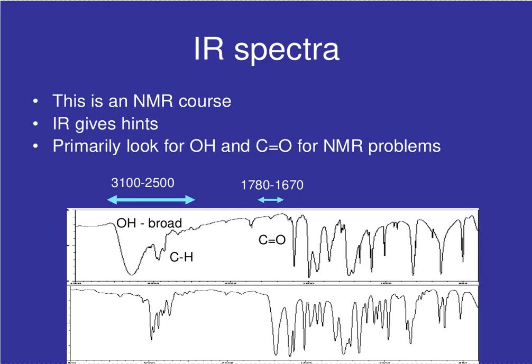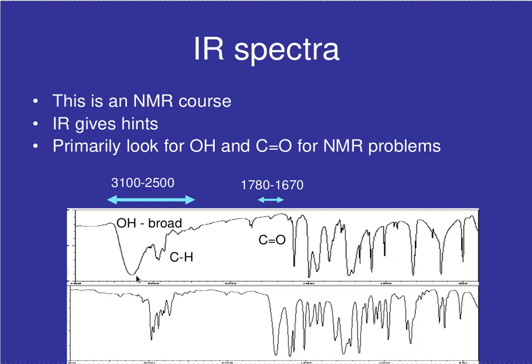But the bare minimum that I need you to know from IR is I need you to be able to find the OH in IR and a carbonyl in IR. Please look for these because that can give the required clue to solve a particular molecule using NMR. So please be aware that the OH band is very, very broad.